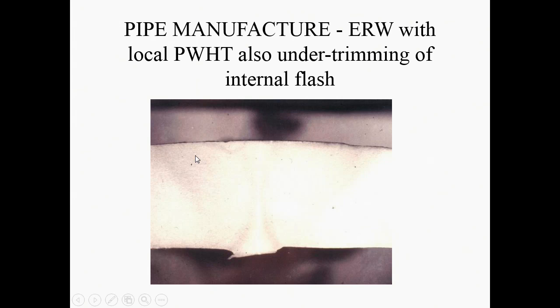This one, the post-weld heat treating did work, but you didn't trim the flash. So now in that cross-section, you can see that the microstructure's very much the same all the way through here, so that's worked, but you've still got the flash at the bottom. So you can have combinations of defects, and they don't have to be the same combination in every failure.